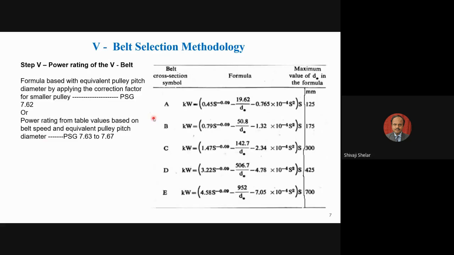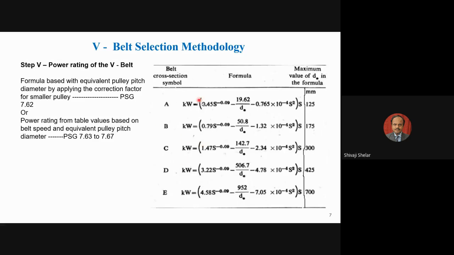This is very similar to the power rating of the flat belt, but there are standard values. Here the formulas or tables are given based on the selection of your type of belt. So for the power rating of the V belt, you can either use a formula or you can use the table values based on your belt speed and the pulley diameter. The table values are available from page number 7.60 to 7.67. So the power rating from table values, based on the belt speed and equivalent pulley pitch diameter, can be taken from this.